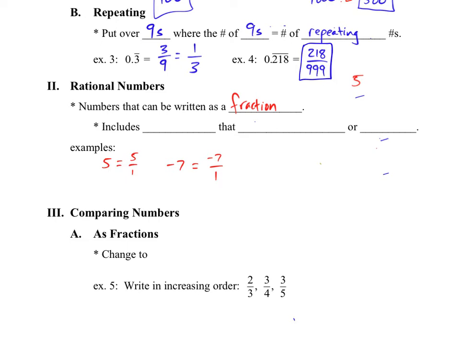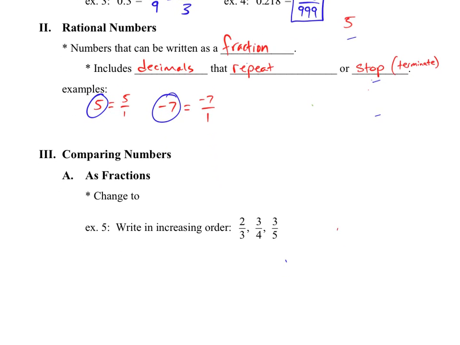Good? Cool. If you could reduce it, you should. So rational numbers, they're going to be numbers that can be written as a fraction. So we already talked about things like 5 would work and -7 would work. But we also are going to have, because of what we just did, decimals that repeat or stop. And for that stop, I'm going to say terminate. Got to squeeze that in there too. So at least I've used the right term, even though it maybe doesn't make as much sense.